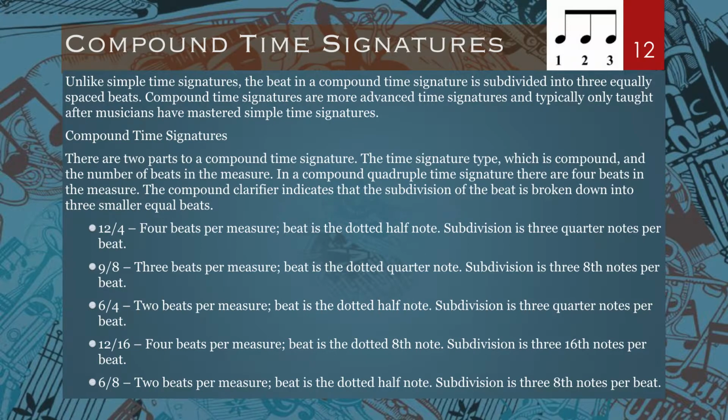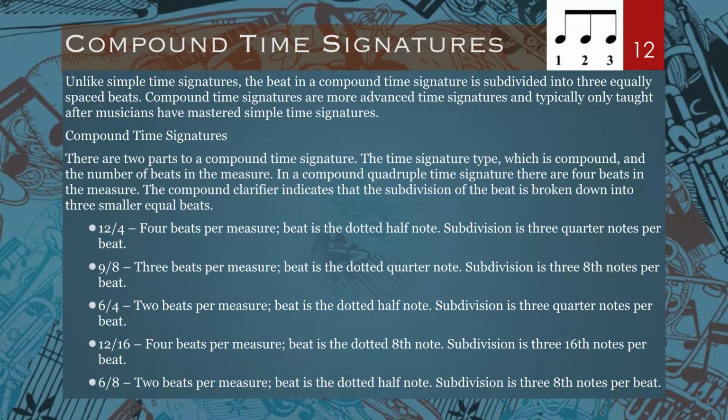Unlike simple time signatures, the beat in a compound time signature is subdivided into 3 equally spaced notes. Compound time signatures are more advanced time signatures and typically only taught after musicians have mastered simple time signatures. However, if you look at that image up in the right corner, you'll see 3 eighth notes that are attached by a single beam. So what this is showing is that those 3 eighth notes are most likely occurring over the course of one beat.